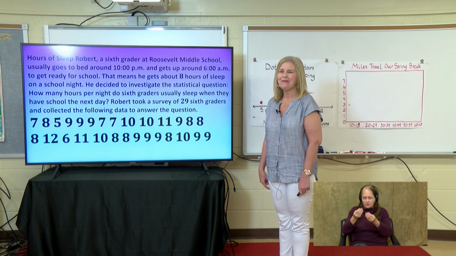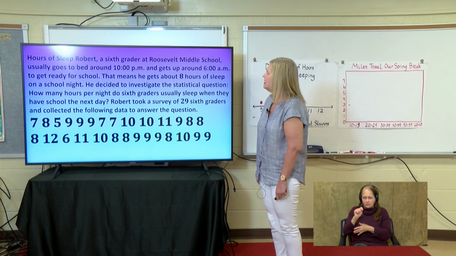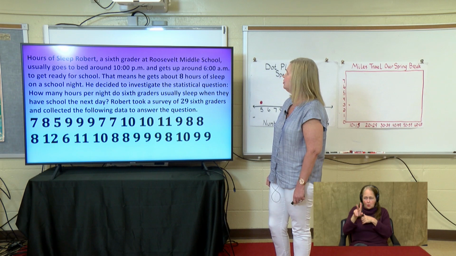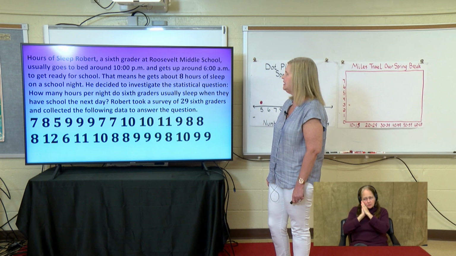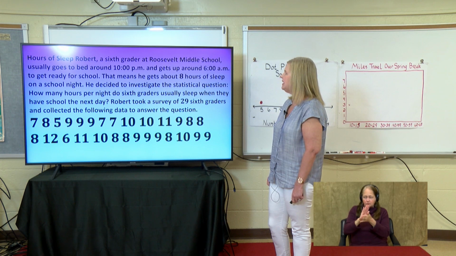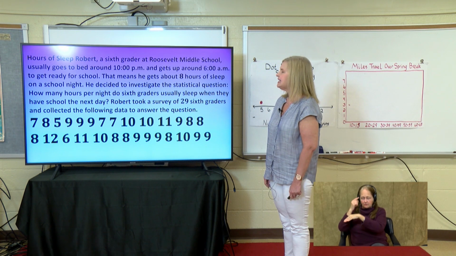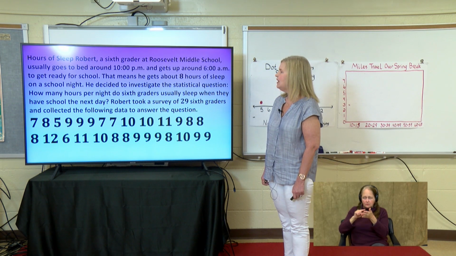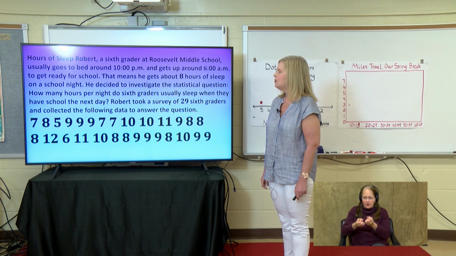Here's an example problem for a dot plot. Robert is a sixth grade student at Roosevelt Middle School. He usually goes to bed around 10 p.m. and gets up around 6 a.m. to get ready for school. That means he gets about 8 hours of sleep per school night. He decided to investigate the statistical question, which remember we talked about last week: how many hours per night do sixth graders usually sleep when they have school the next day?